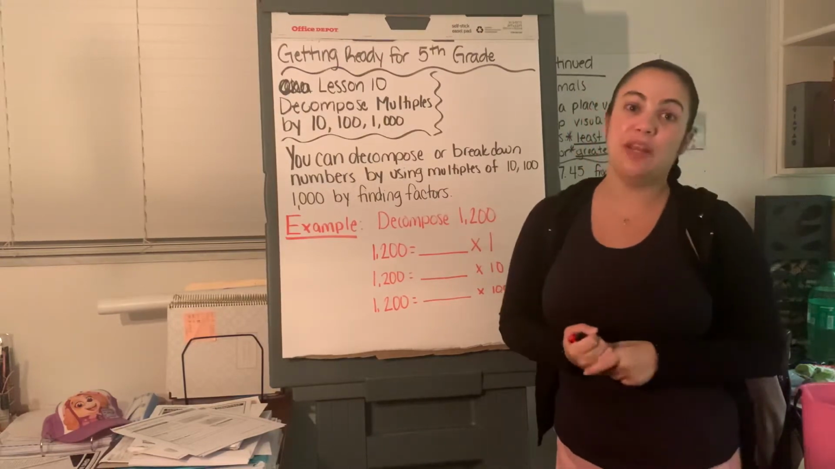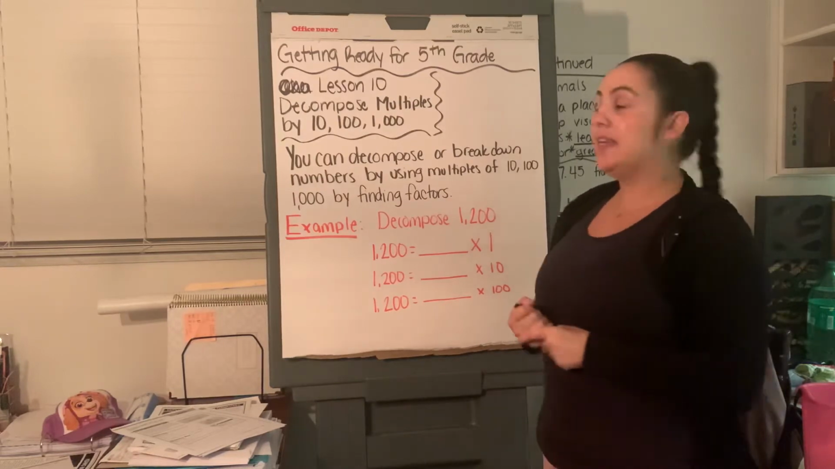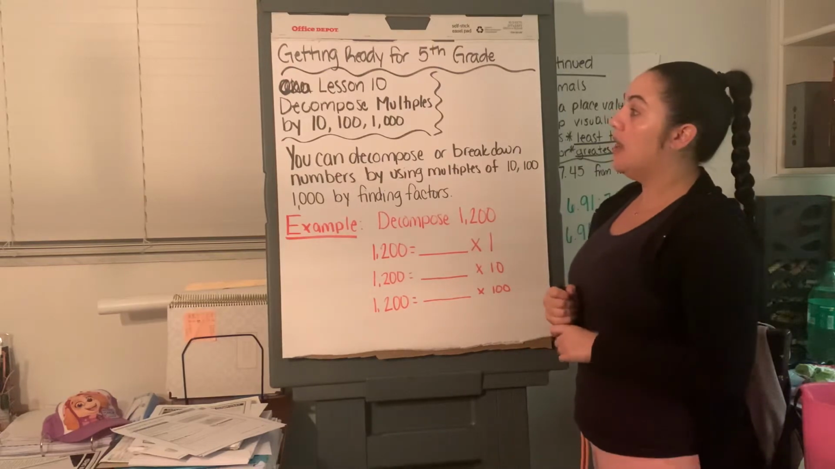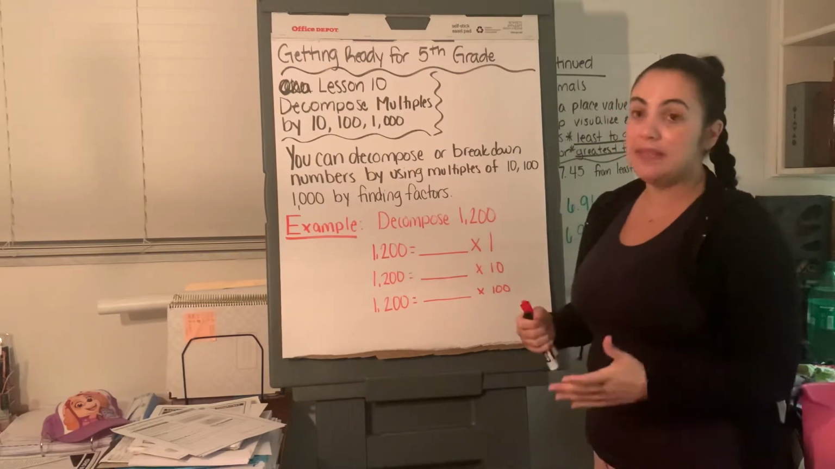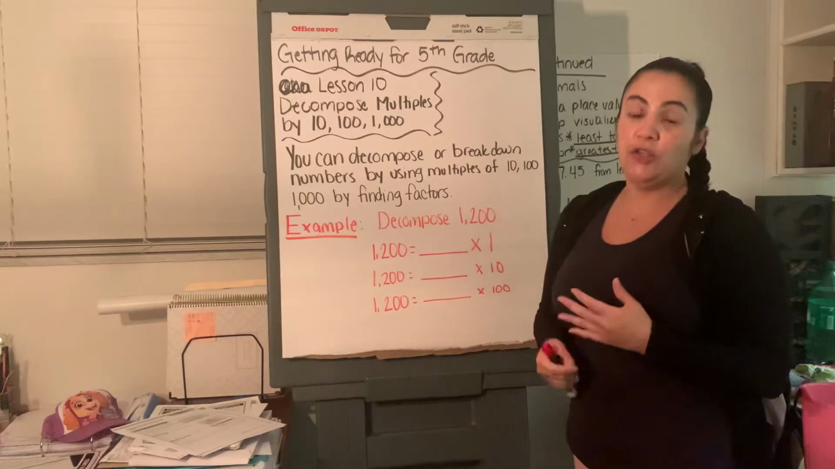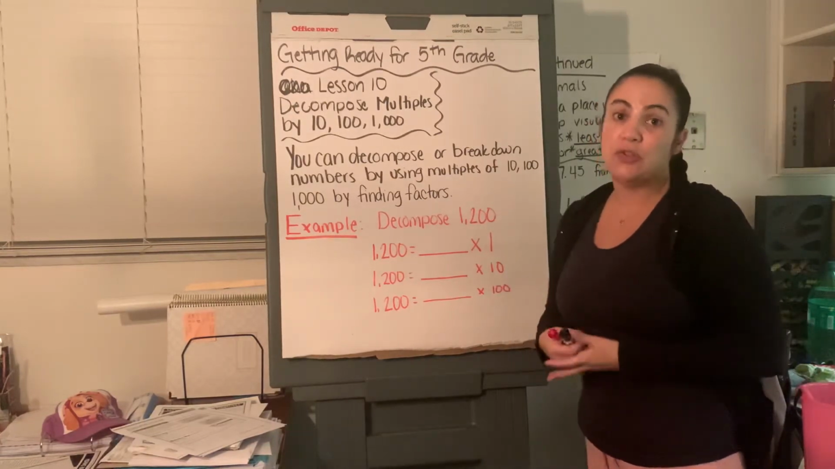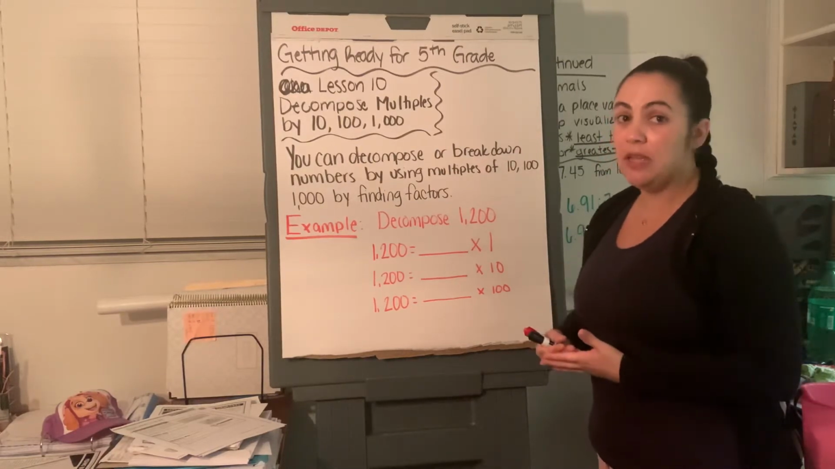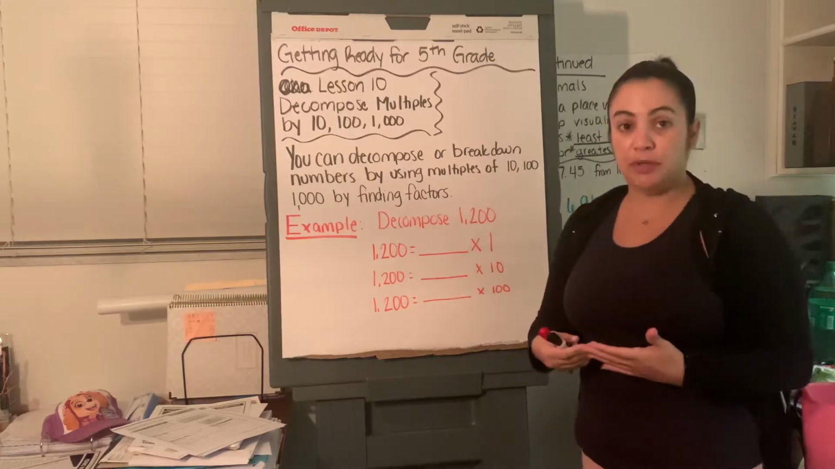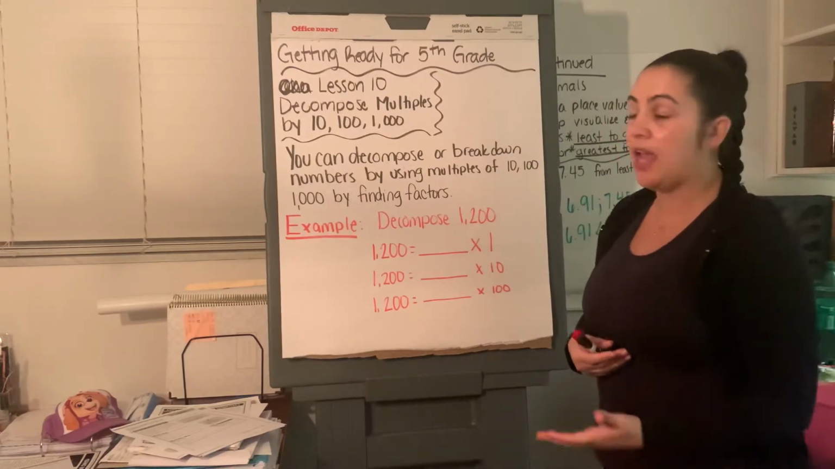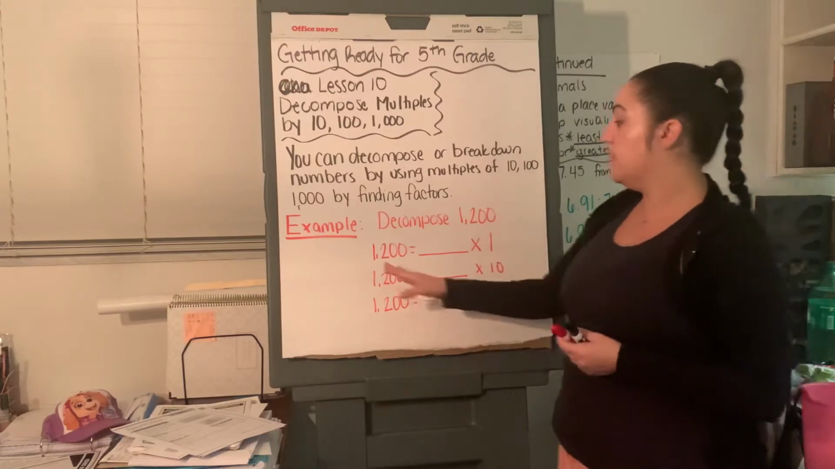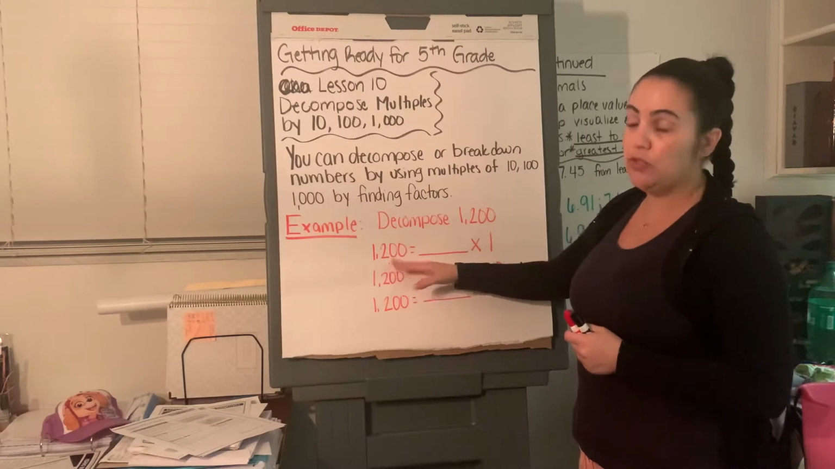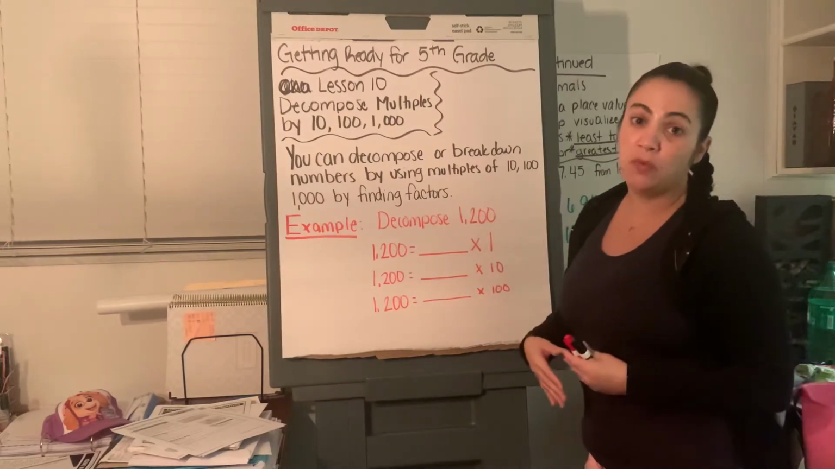Today we'll be doing Getting Ready for 5th Grade Lesson 10, and this lesson is called Decomposing Numbers Using Multiples of 10, 100, and 1000. So basically, decomposing means that you're breaking down numbers using their factors and multiples of 10. So we're doing the zero rule. So we're figuring out how to play with multiplication by breaking down a number with zeros using the multiples of 10, 100, and 1000. So when you're looking at 1200, we're talking about how can we break down this large number into two basic facts that we can work with using zeros.